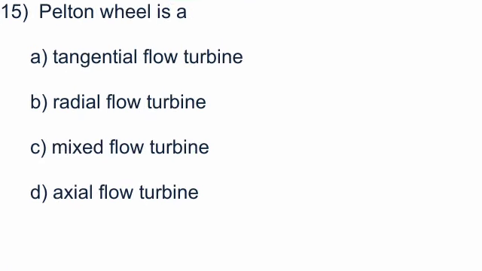15th question. Pelton wheel is a option A tangential flow turbine, option B radial flow turbine, option C mixed flow turbine and option D axial flow turbine. And we know that Pelton wheel is a tangential flow turbine. Option A is the answer.